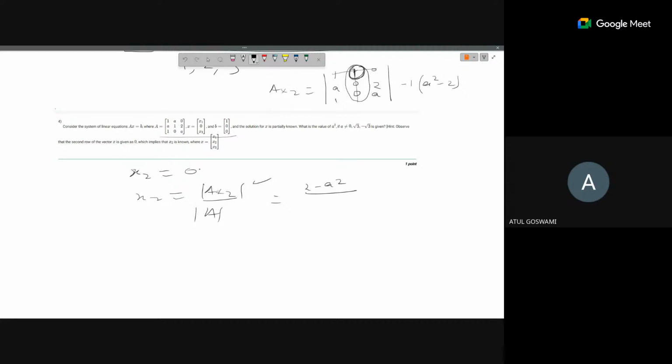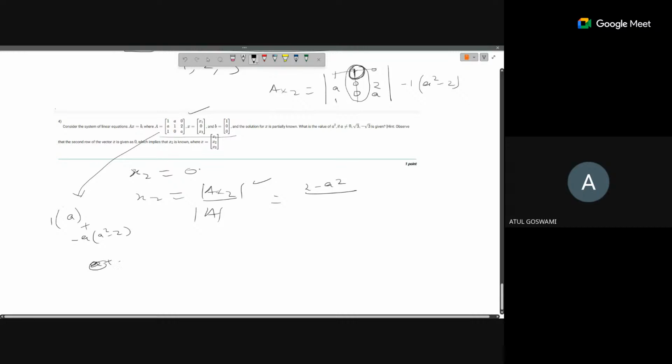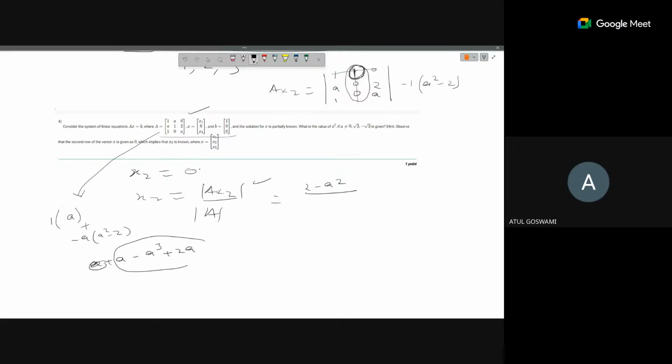What is the determinant of A itself? Just simplify a little bit. Actually, don't simplify, just directly expand it from the first row. One, so A and minus A square minus 2, right? So for the determinant we got A minus A cube plus 2A. Am I right with this one?